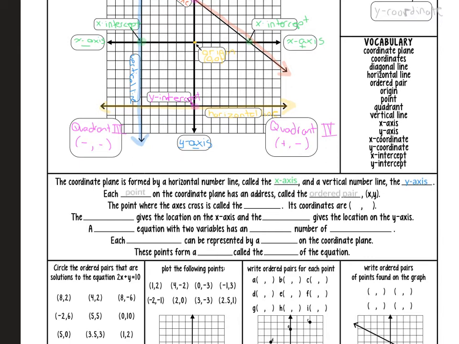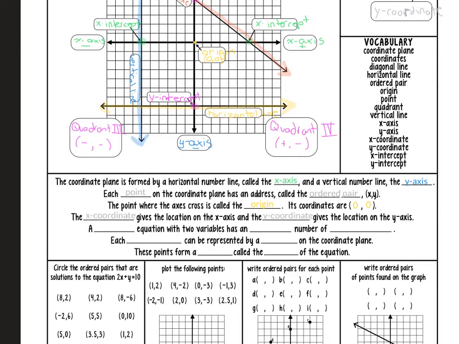The point where the axes cross is called the origin. Its coordinates are 0, 0. The x-coordinate gives the location on the x-axis, and the y-coordinate gives the location on the y-axis.